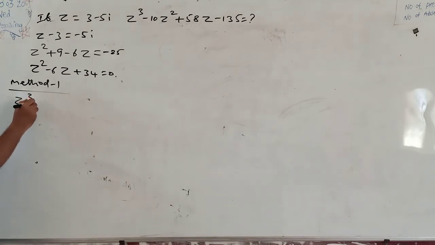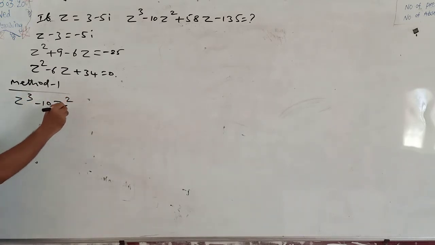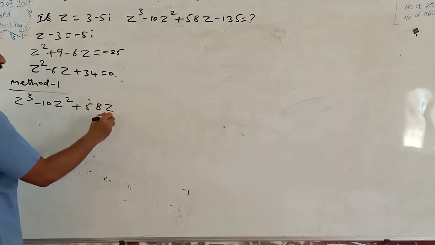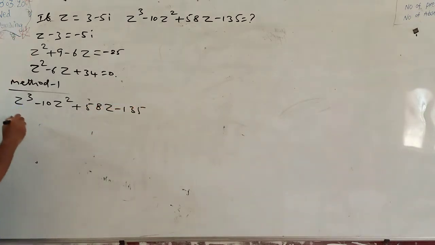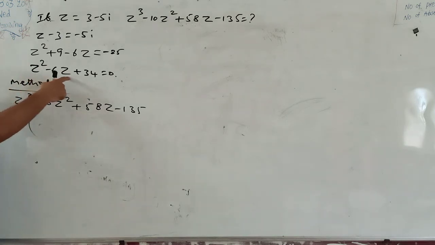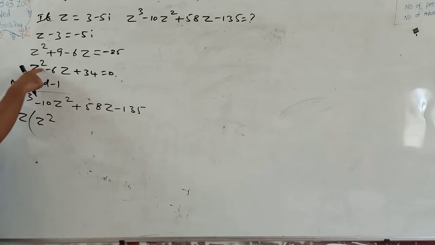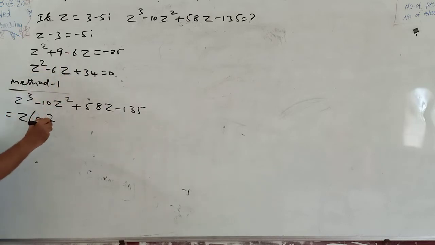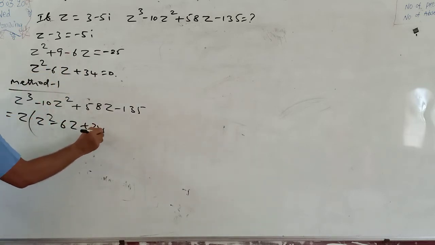Required: first write z cube minus 10z square plus 58z minus 135 equal to. The degree of this one is 3, and of this one is 2 (z square, z cube). Therefore, first take z from the first 3 terms. First write this one; don't take z from this. The degree difference between 3 and 2 is 1, so write z into z square minus 6z plus 34.